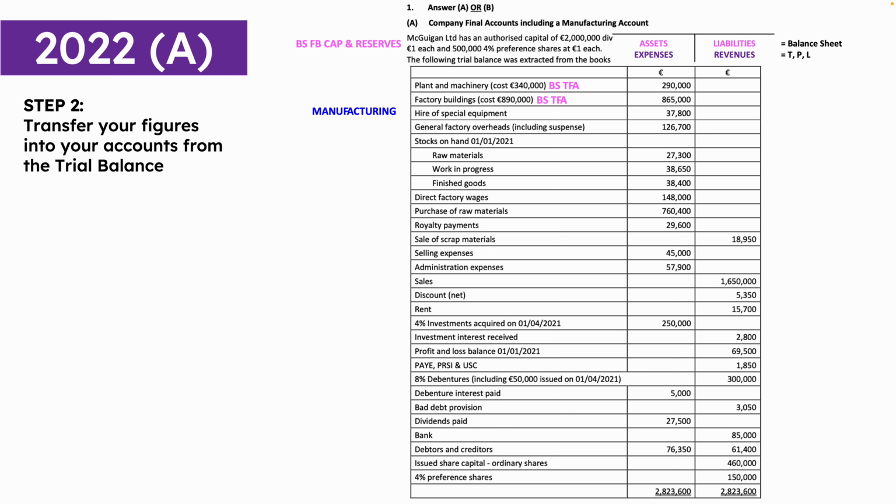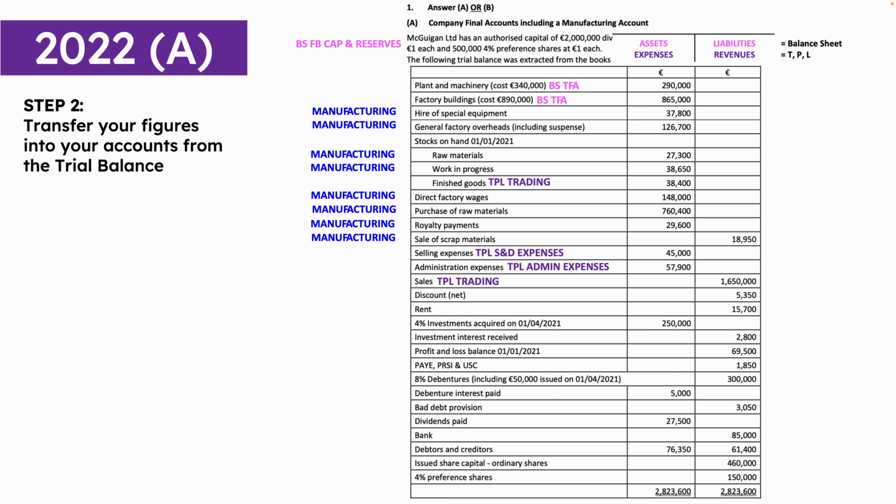Hire special equipment will go into the manufacturing account, as will general factory overheads. Stocks on hand, we'll have the raw materials and work in progress going into the manufacturing, and we'll have finished goods going into the trading account in the TPL. Direct factory wages will go into the manufacturing, as will purchase of raw materials and royalty payments. Sales scrap material is also a manufacturing item. Selling expenses will go into the trading profit and loss, selling and distribution expenses. Admin expenses will go into TPL admin expenses.